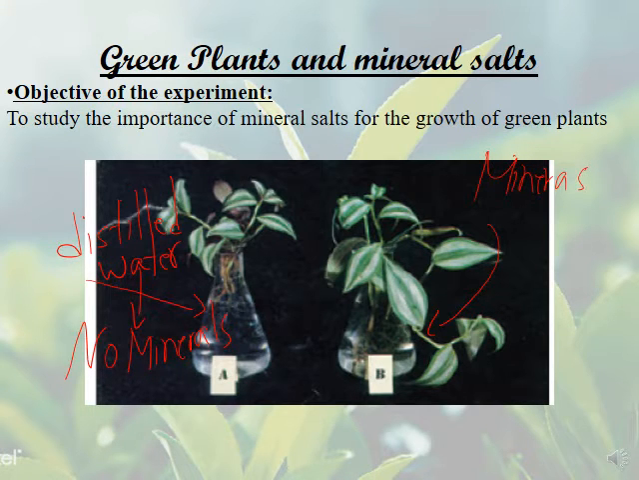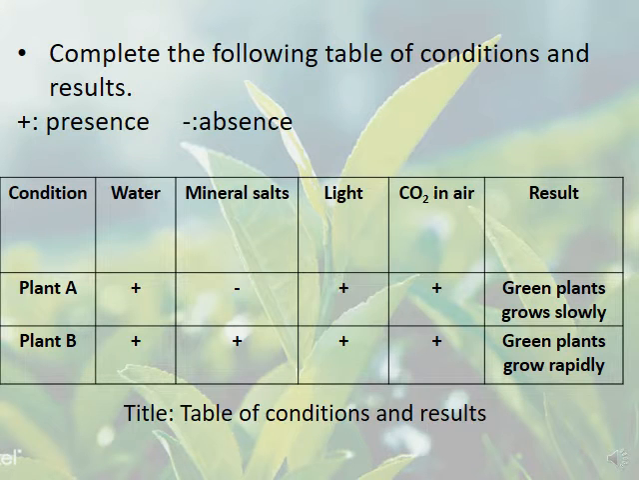Okay, so here we have to know that in the presence of minerals, the plant's leaves grow well, they grow tall, it grows normally. However, in distilled water that lacks minerals, it grows short and the leaves are smaller in size. So the table of condition, sure, you have to draw the table using a pencil, using a ruler, and you have to fill it using a pen.